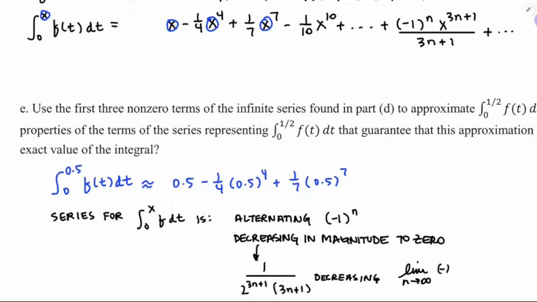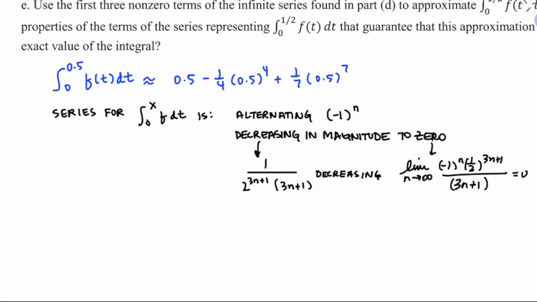Even if I didn't consider the magnitude 1/2 to the 3n plus 1, even without a growing denominator, that would be going to 0. But even with a growing denominator, that's going to 0, so that's why that's working. But those are the properties.